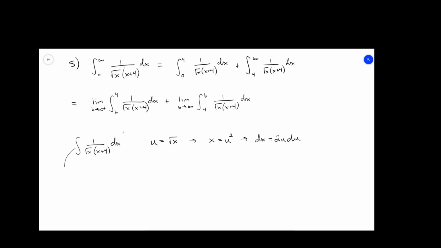So that means this integral then is going to become, so the dx on top will become 2u du. And then in the denominator, we said that u is equal to the square root of x, so we're going to have a u down here. And then we also need to know what x plus 4 is, right? Well, x is u squared, so this is going to become u squared plus 4. This is a nice example of a substitution, a little bit more of a difficult substitution integral.